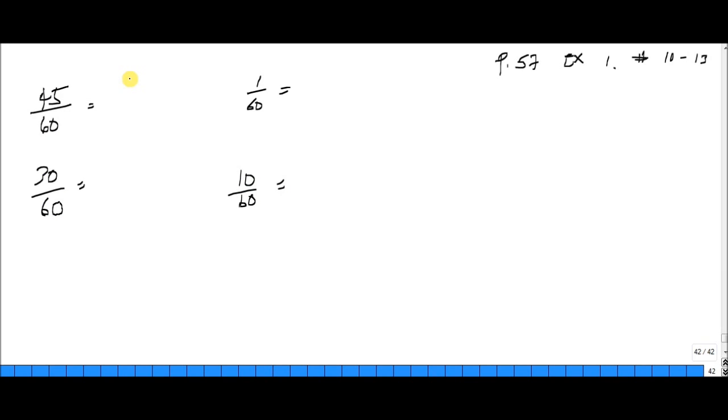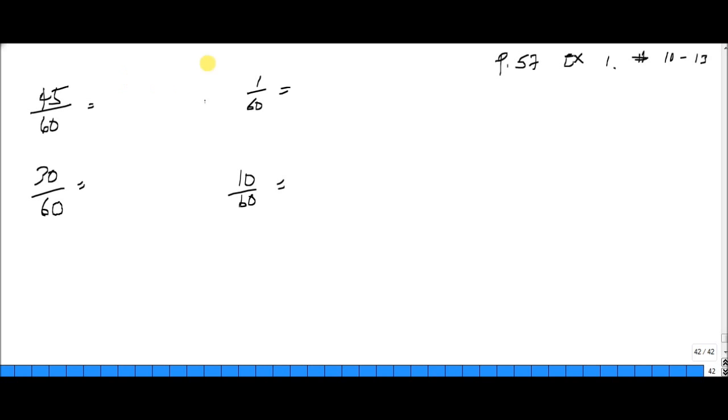We are looking now at page 57, exercise 1, and in particular number 10 to 13. We have changed units now. We're looking at what fraction of an hour is 45 minutes. Remember, they said earlier that the quantity that comes after "of" must be the denominator. So of an hour, the hour will be the denominator. They say number 10, 45 minutes. So we need to change that hour into minutes. How many minutes make an hour? 60 minutes make an hour.